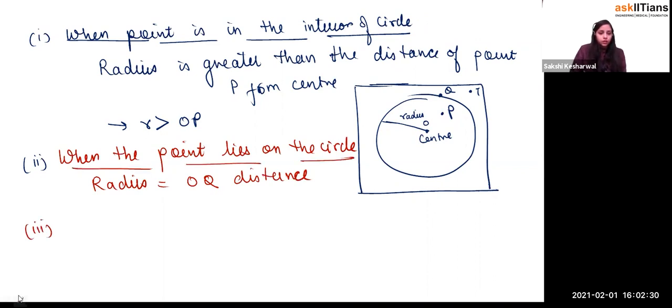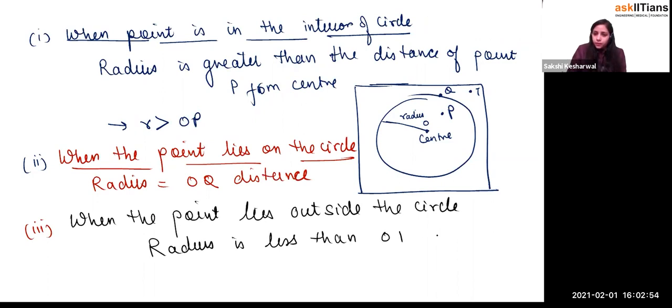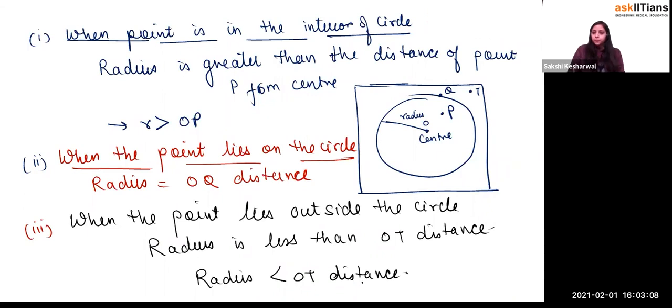Now, if I change the color, when the point lies outside the circle, right? Outside the circle, it means what? The radius will be what, beta? The radius is less than OT distance or not? Yes or no? Yes. So radius is less than the OT distance. This is the mathematical form, right? OT distance. This is the thing.